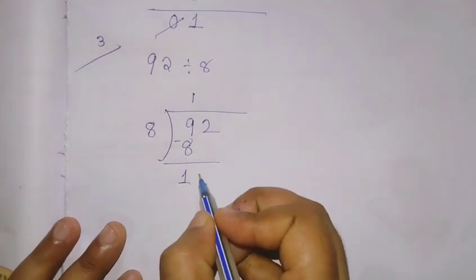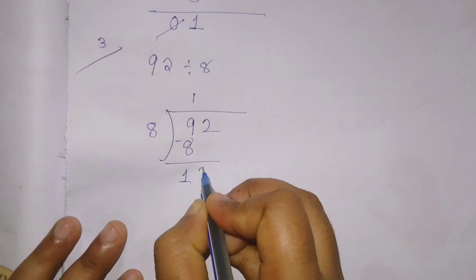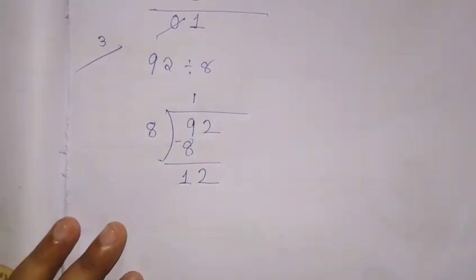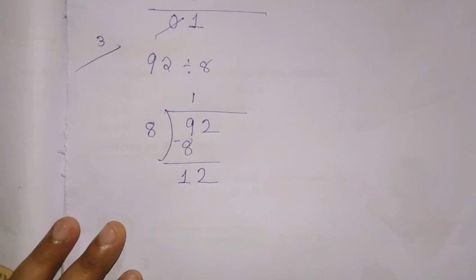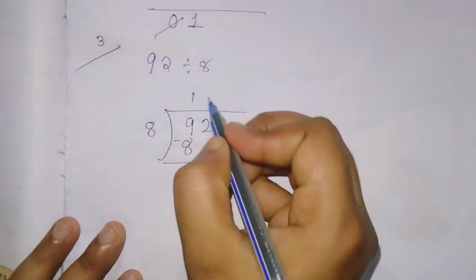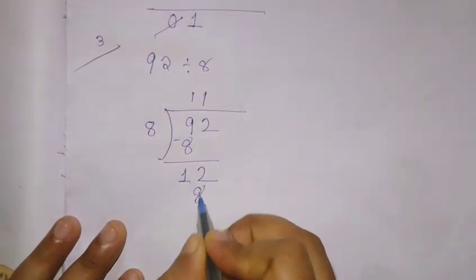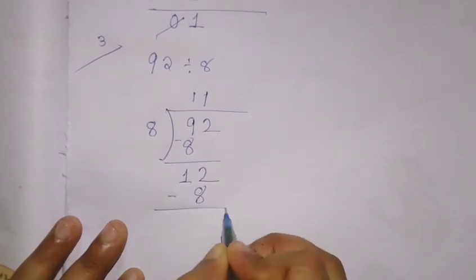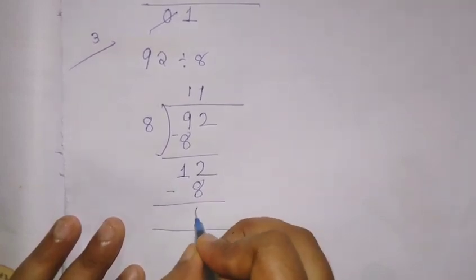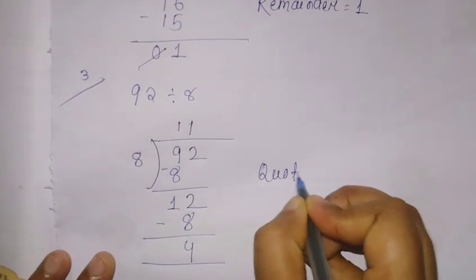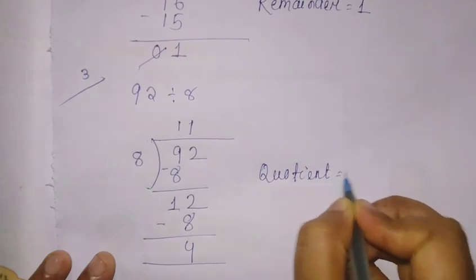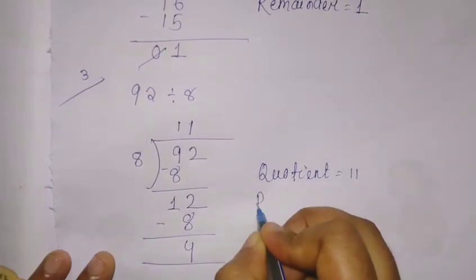Then 2 is brought down. Now the number is 12. Then we recite the multiplication table of 8. We cannot find 12 in the multiplication table of 8. Then we take the one just less than 12. 8 1 is 8. Now we subtract the product from the dividend. Then 12 minus 8 equals 4. Here we get quotient equal to 11 and remainder equal to 4.